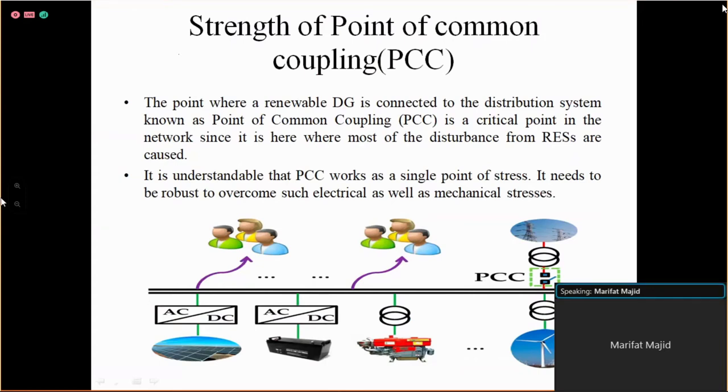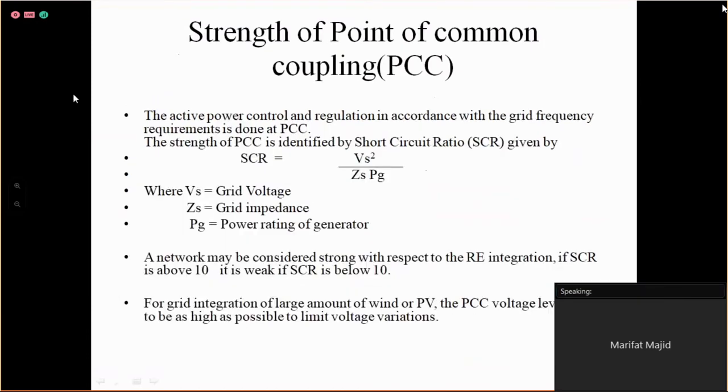mechanical or electrical stresses. So how do we measure the strength of this point of common coupling? It is well known that the active power control and regulation in accordance with the grid frequency requirements is done at PCC. So the strength of PCC is identified by a term called short circuit ratio, which is nothing but the grid voltage squared divided by the grid impedance and the power rating of the distributed generator.